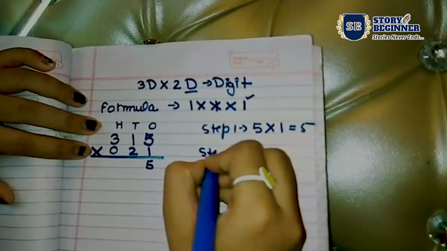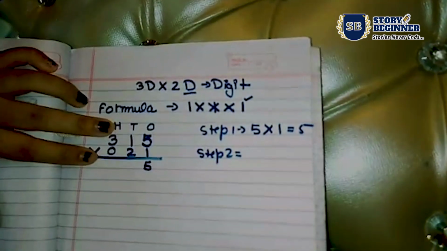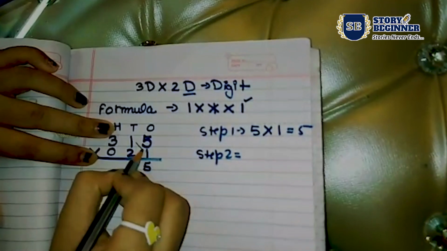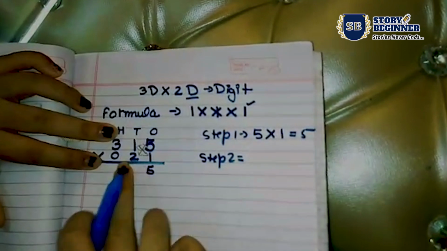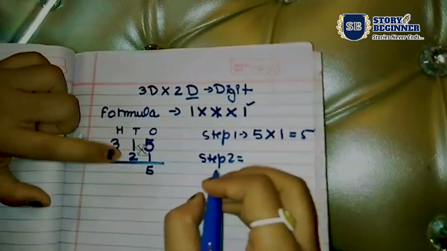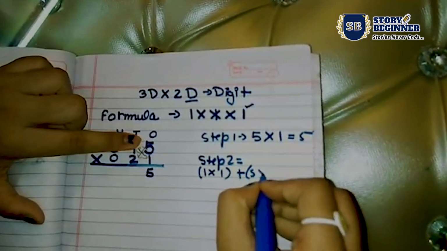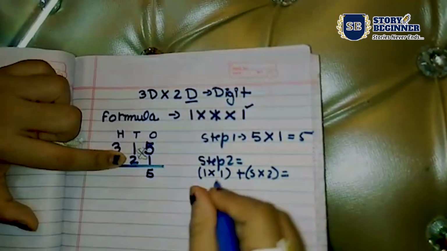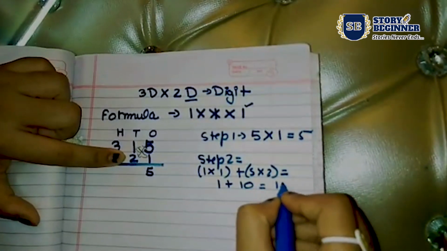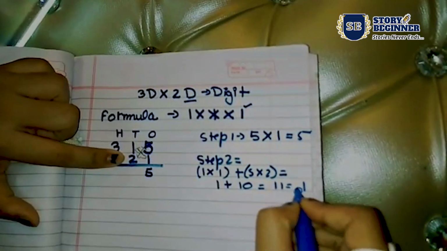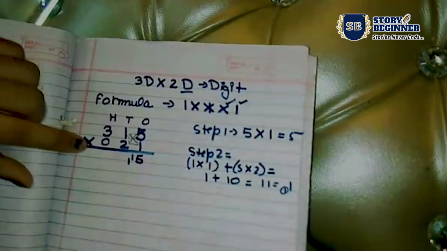Now step 2 is cross multiplication. We have to cross multiply: 1 into 1 plus 5 into 2. That is 1 plus 10, which is 11. So we will write 1, and the other 1 is the carry, so we write it like this. Now we have done this also.